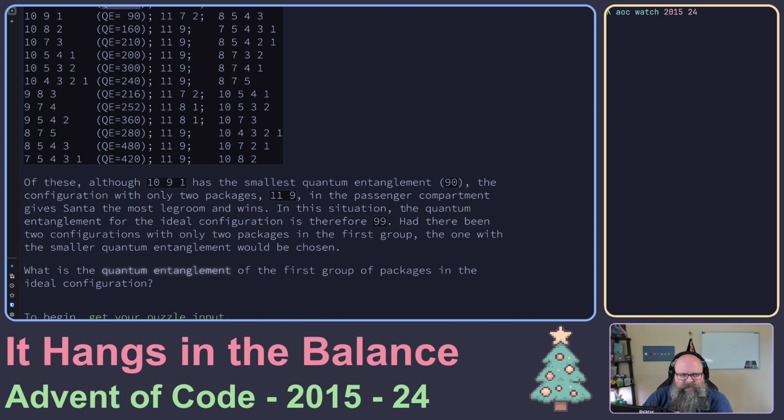In this situation, the quantum entanglement for the ideal configuration is therefore 99. Had there been two configurations with only two packages in the first group, the one with a smaller quantum entanglement would be chosen. What is the quantum entanglement of the first group of packages in the ideal configuration?